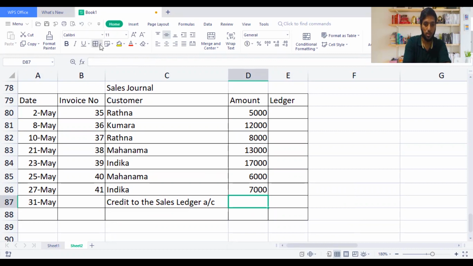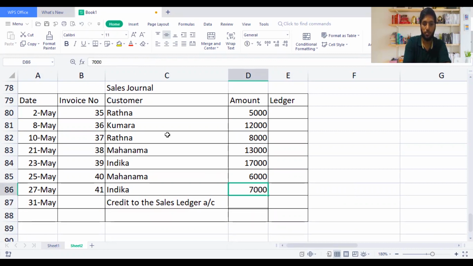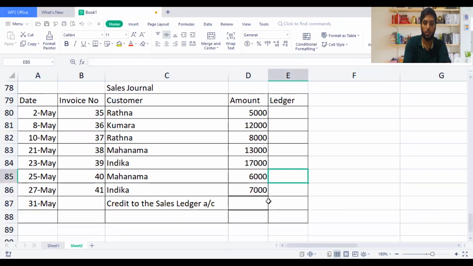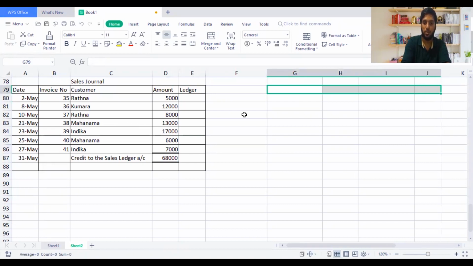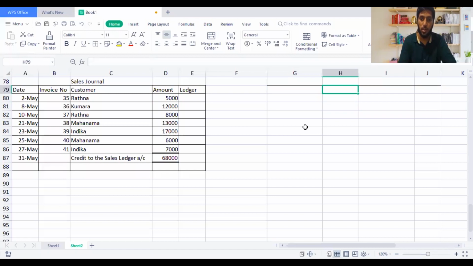Let me put the correct format for this. So I had put 2 lines to make it like a total column. So I had all my values. You can see it's 68,000, guys. So I'll write here 68,000. What I need to do is open up the same way which I did for purchase. Here I'm going to credit the sales ledger account. I'm going to take this for the ledger account of sales account.